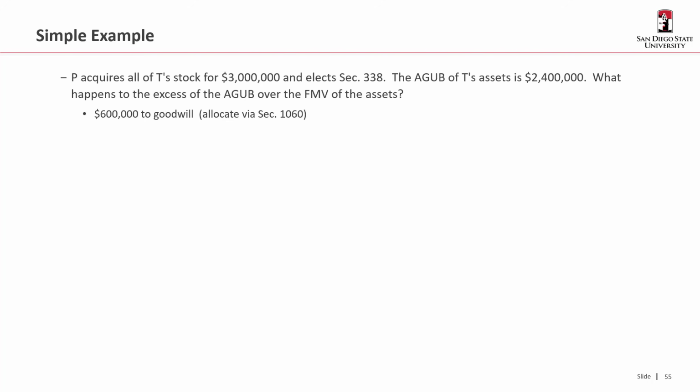So P acquires all of T's stock for $3 million, elects 338. The AGUB of T's assets is $2.4 million. What happens to the excess of the AGUB over the fair market value of the assets? Well, according to the 1060 rules, you just give $600,000 to Goodwill.